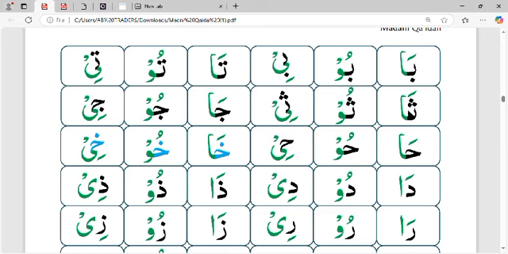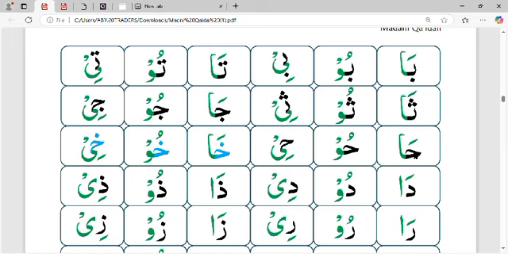Next line. Sa fatha alif sa, sa dhamma waw su, sa khasra ya si, sa su si. Jim fatha alif ja, jim dhamma waw ju, jim khasra ya ji, ja ju ji.